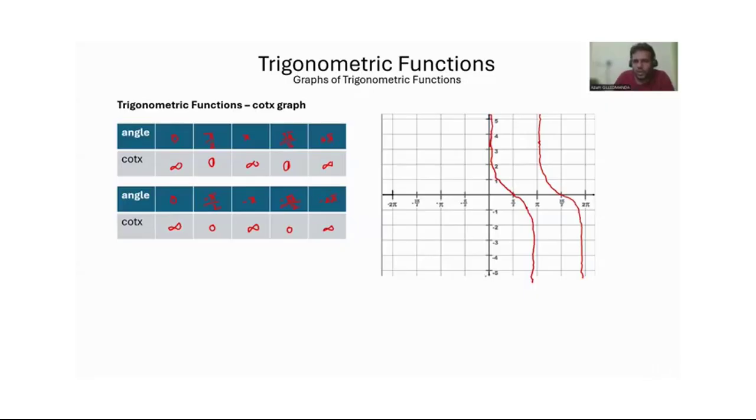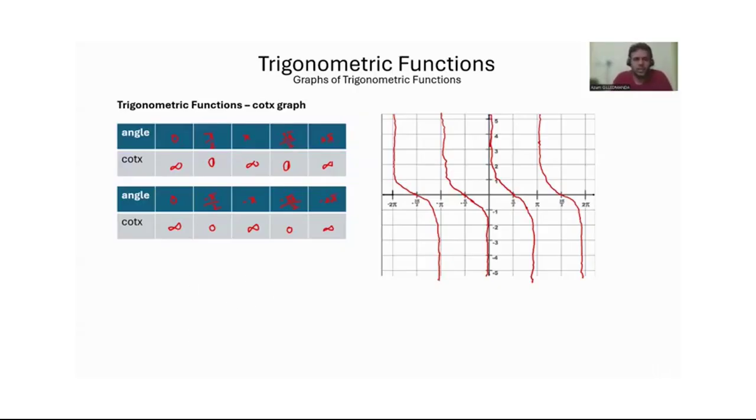So it will be like, it's from minus infinity to 0. Here at minus pi, again it is infinity. And it's similar to the tan x curve, but in the opposite way.